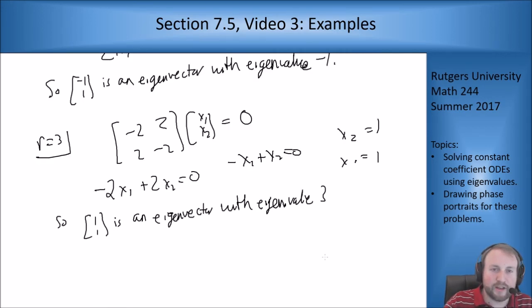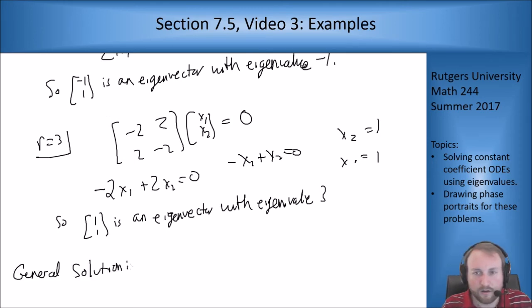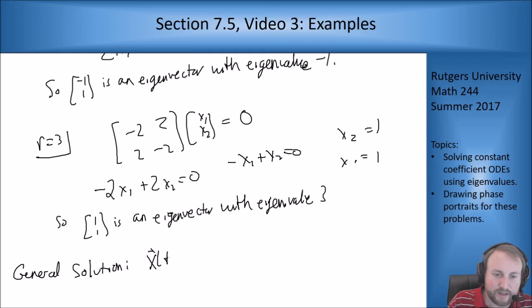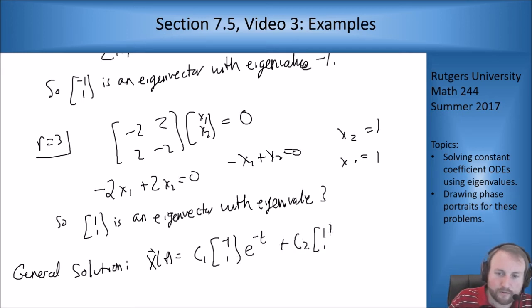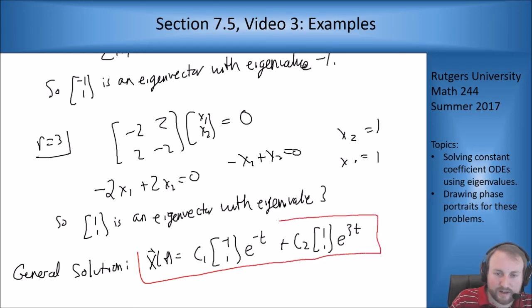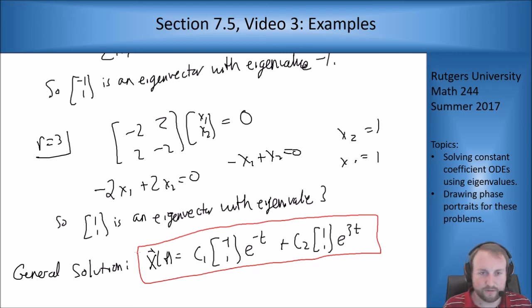So then what is my general solution? Well, if I put all of this together, I get x of t equals c1 (negative 1, 1) e to the minus t plus c2 (1, 1) e to the 3t. Again, c1 eigenvector 1 times e to the eigenvalue 1 plus c2 eigenvector 2 e to the eigenvalue 2t.